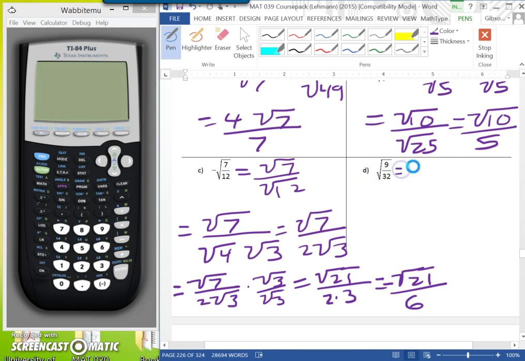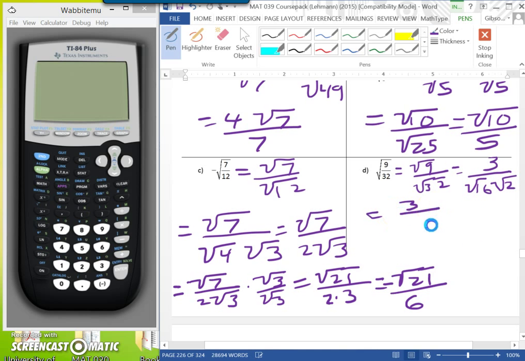Okay, now D. We can break this up. This will give us the square root of 9 over the square root of 32. Now we know the square root of 9 is 3 because that is a perfect square. But the square root of 32, we do have a perfect square in there with 16. So it'll be the square root of 16 times the square root of 2.